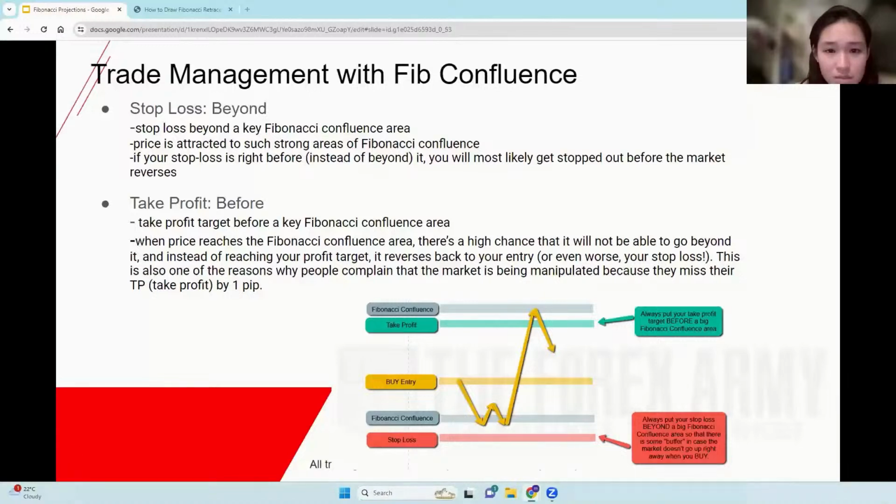Okay, now let me pull up my charts and then we can take a look at some live analysis.